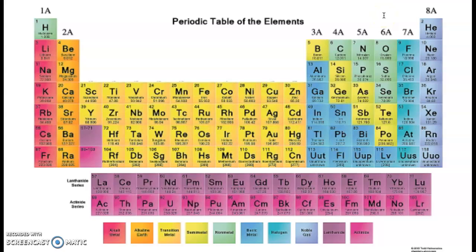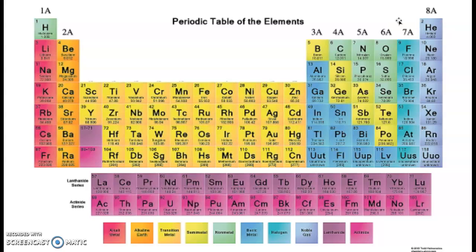This is important. The group tells us the number of electrons in the atom's outermost shell. This is also called the atom's valence shell. Valence just means outer in our case. So, oxygen has 6 valence electrons in its valence shell, and that's all we need.